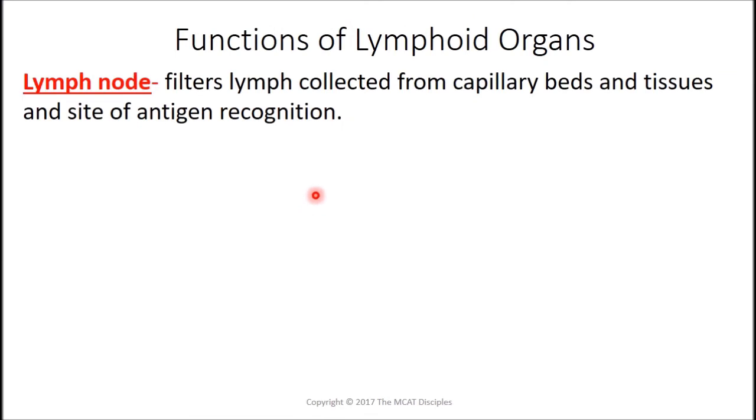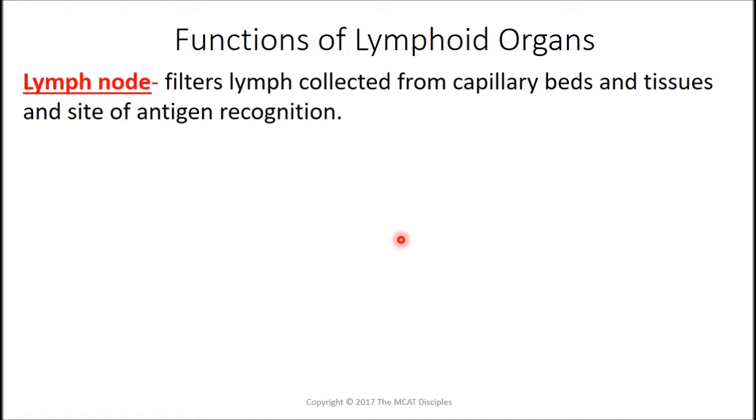So again, the lymph node filters lymph collected from capillary beds and tissue, and is the site of antigen recognition. We localize a bunch of different immune cells here so that we can recognize antigen, and then mount an immune response and differentiate from naive B and T cells into effector B and T cells.